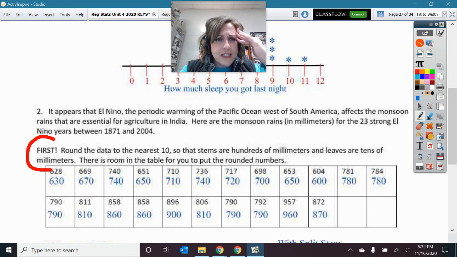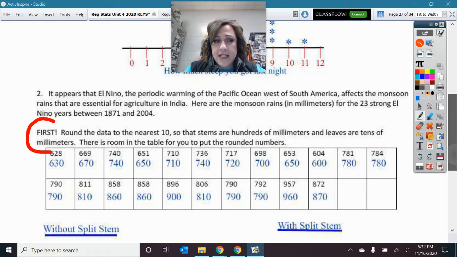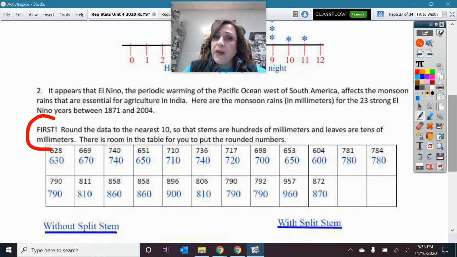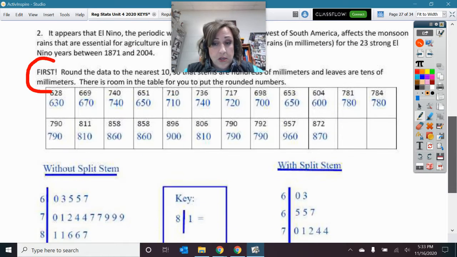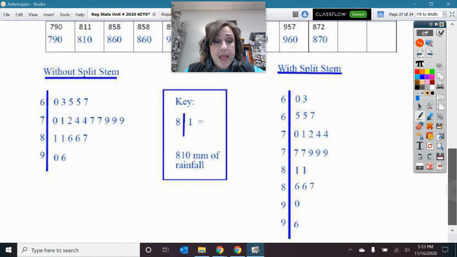What is this about? This is about the number of rains that they got in those El Nino years. Okay. So now I asked you to make a stem and leaf plot. So I did not specify if you should split the stem or not. So I have both of them drawn here so we can see how you did depending on which one you chose. So here we go. And then don't forget your key.